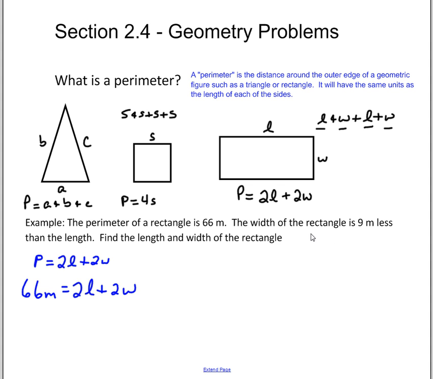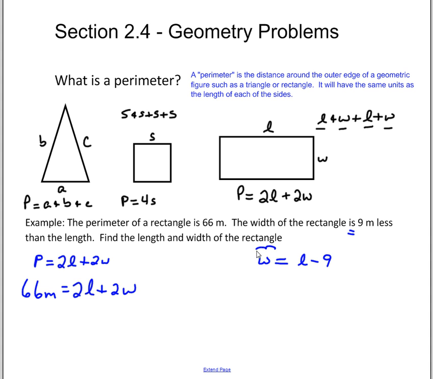So let's see. What could we make out of this? Well, this is a mathematical sentence, and we can interpret it this way. Whenever we see the word is, we take that to be an equal sign mathematically. So what is what? What equals what? We know that the width of the rectangle is, so the width equals something that's 9 meters less than the length. 9 meters less. What does that mean? Well, that means that whatever the length is, our width is 9 meters less than that.